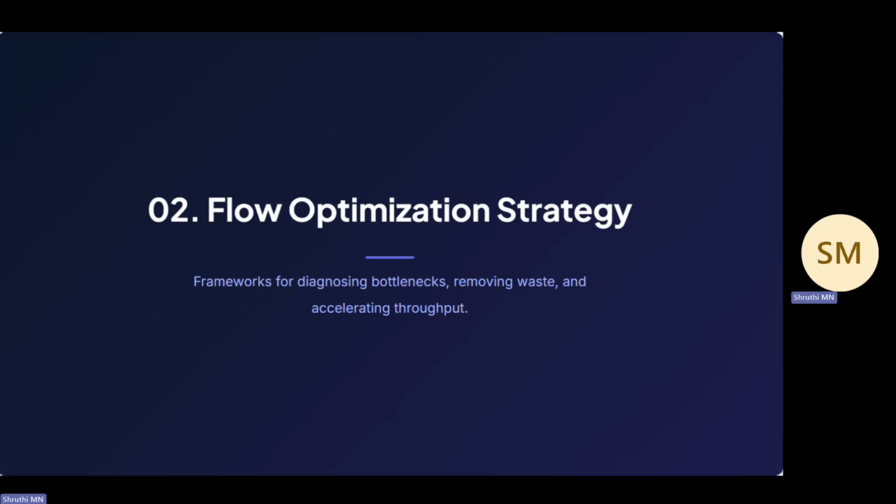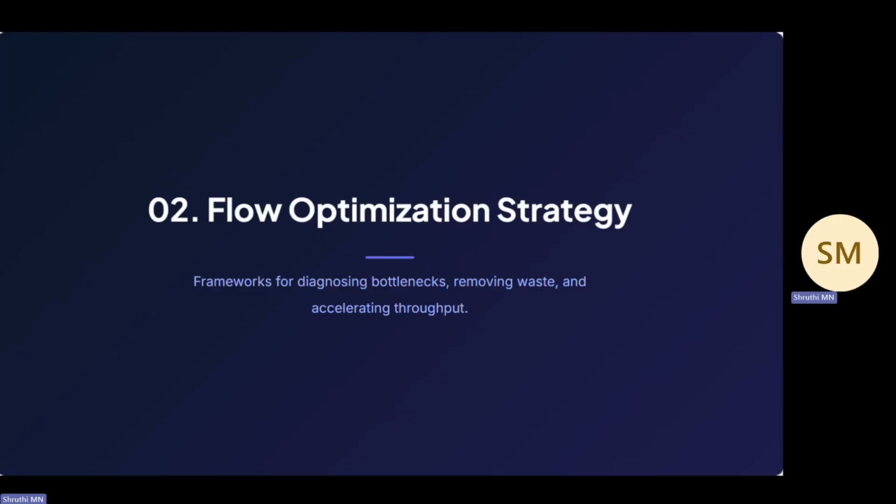Flow optimization strategy. Now we move into the second major section, flow optimization strategy. Creating a flow is not enough. We also need to continuously look for opportunities to improve that flow. Flow optimization means identifying bottlenecks, removing unnecessary steps, reducing delays, and improving throughput. The objective is to make the entire process faster, simpler, and more efficient. This is especially important when workflows become complex or involve multiple teams and systems.